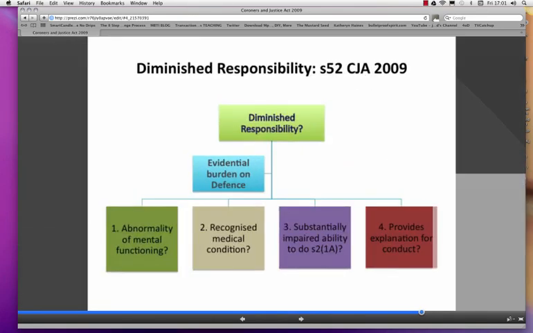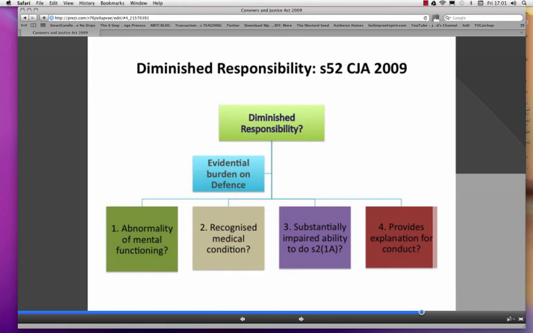Okay, let's have a look at that diagram again. Diminished responsibility. Section 52. Make sure you commit that to mind. It is Section 52, Coroners and Justice Act 2009. Evidential burden on the defence. Remember, after the prosecution have proved the AR and MR of murder, it's then for the defence to prove diminished responsibility on a balance of probabilities through medical evidence.